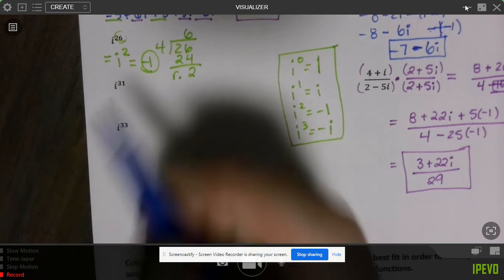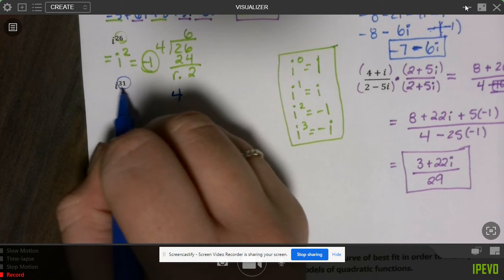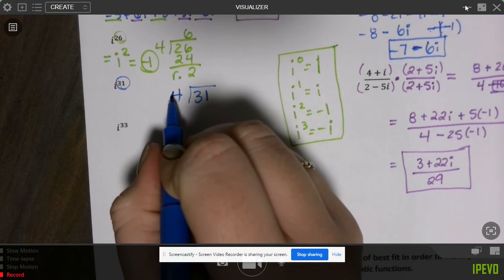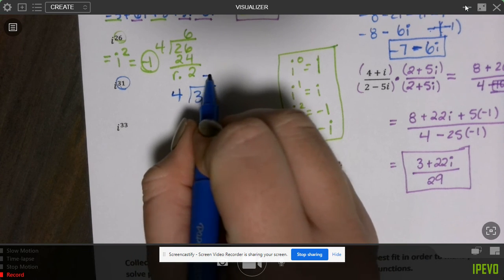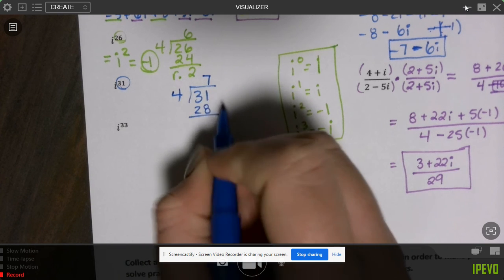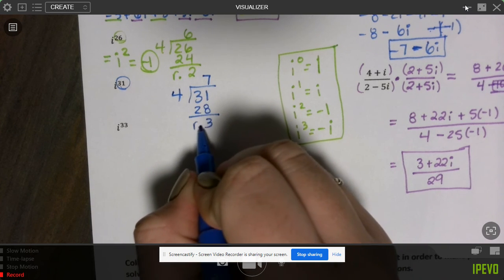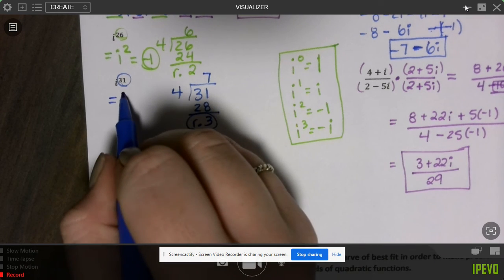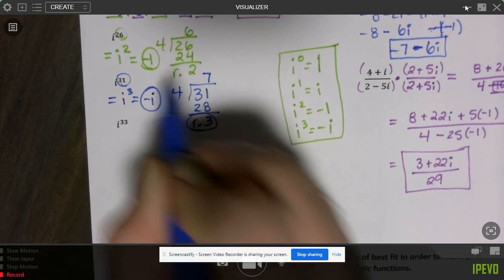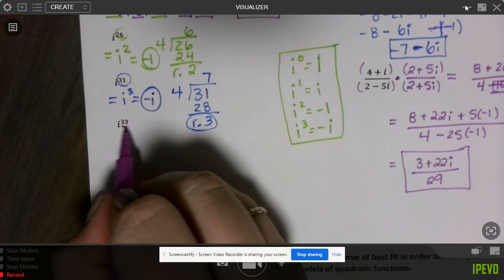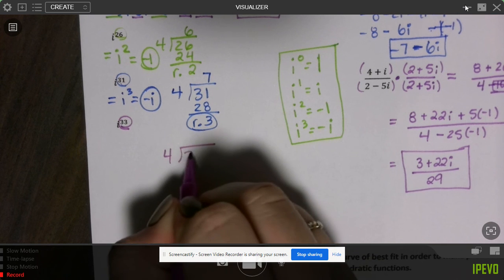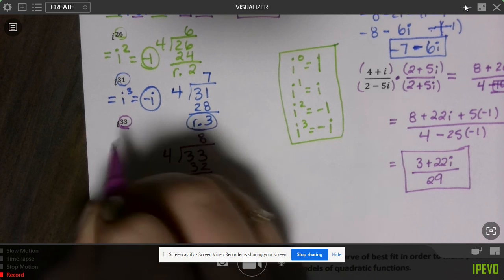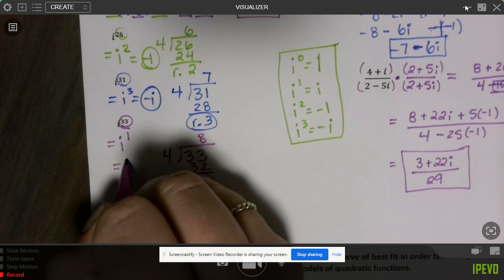Let's do the same thing with 31. How many times can 4 go into it? 4 goes into 31 7 times. You've got 28, and so then your remainder is 3. So really, i to the 31 is the same as i to the 3rd power, which we know is -i. And then lastly, i to the 33rd power, 4 goes into 33, 8 times. We have a remainder of 1, which means really this is the same thing as i to the 1 power, or just i.